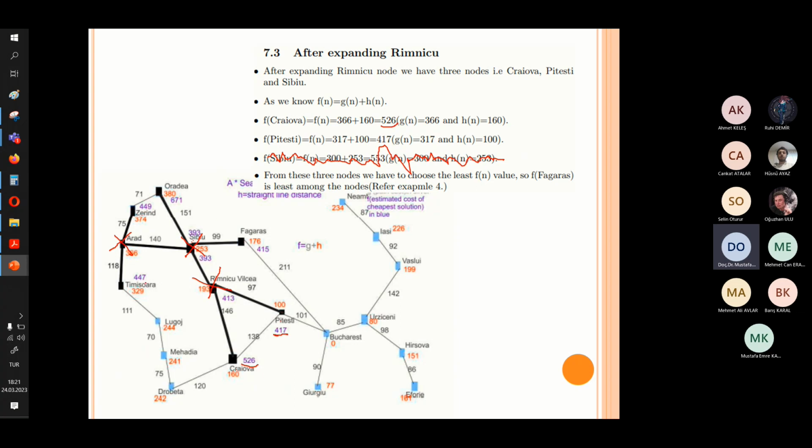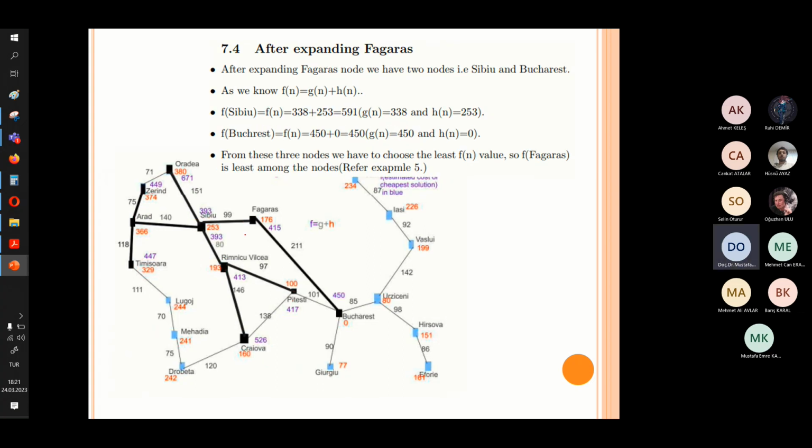Now we have got 1, 2, 3, 4, and 5 open nodes. Among them, which one is the smallest? 415. Therefore, we will expand Fagaras. When we expand Fagaras, we will reach Bucharest. There is no need to calculate Sibiu, because Sibiu is in the list of already visited cities. Okay, so Fagaras has been visited.